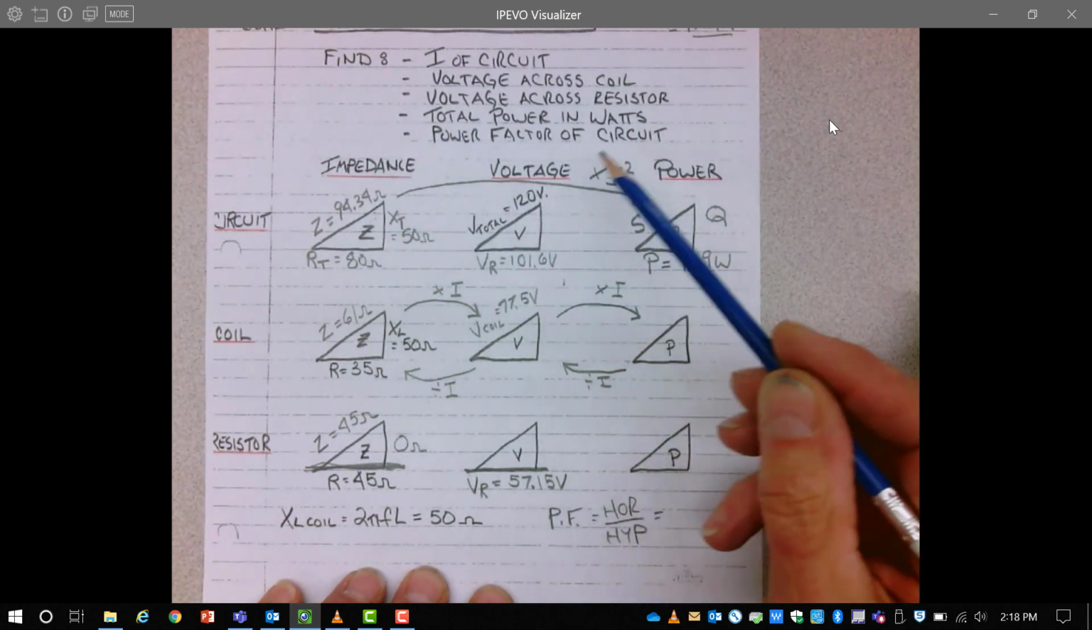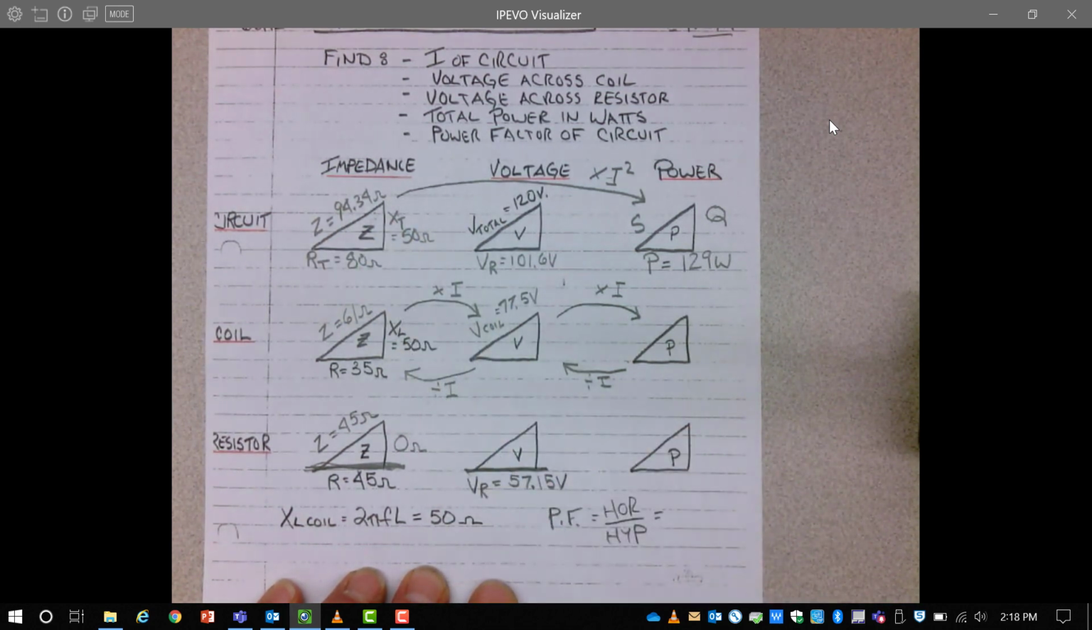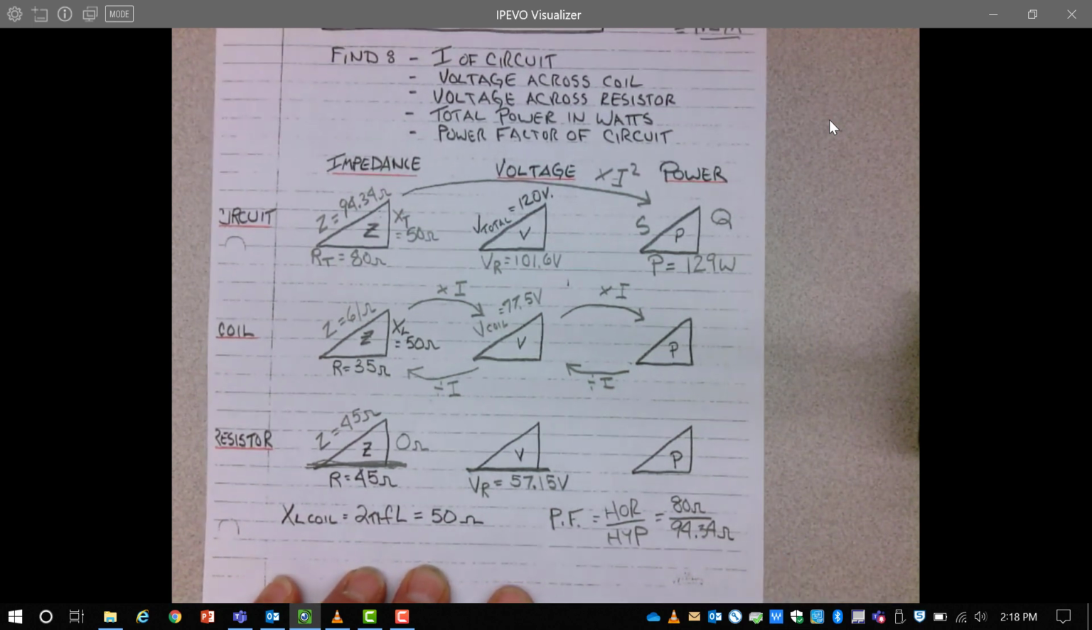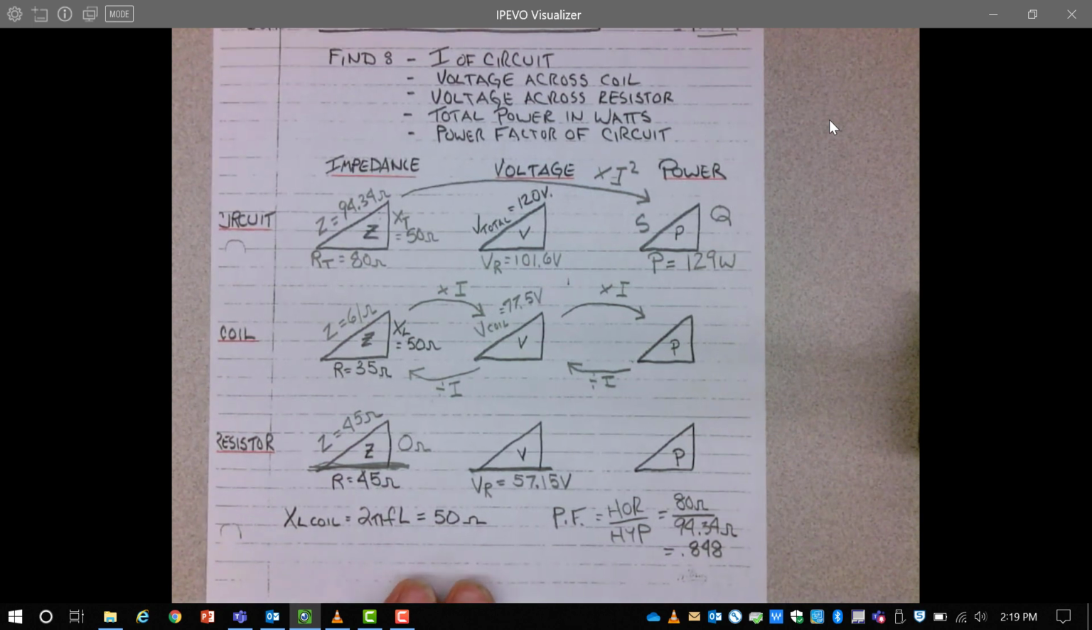To figure it out for the circuit, I can use any of the triangles that I have. This one, I have the horizontal and hypotenuse. So if I go 80 ohms from the impedance triangle, 80 ohms over 94.34 ohms, we will get a power factor of 0.848. That is the power factor of our circuit. And that power factor is a value that we often get asked about for these circuits as well.